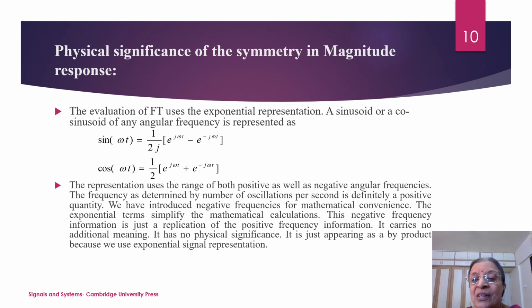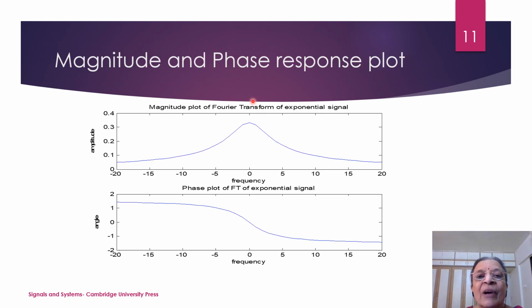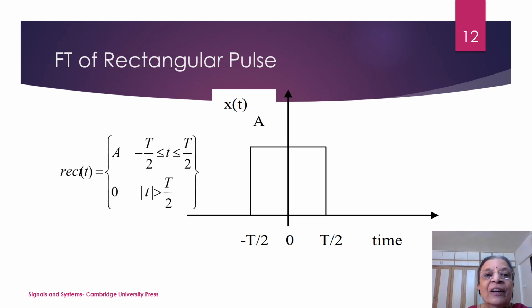This exponential function is what? It is a unit vector that we have seen. It rotates. So as omega changes, it rotates. The magnitude is equal to 1. So this is the magnitude and phase response plotted for the signal e raised to minus 3t u(t). In this case, you find that the magnitude response goes on decreasing, and at 0 it is 0.3333 as we have seen. And this is the phase plot of the Fourier transform of the exponential signal. Here you will find that the phase is antisymmetric and the magnitude response is symmetric.